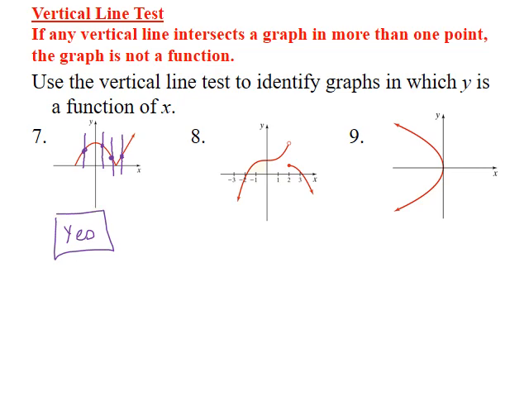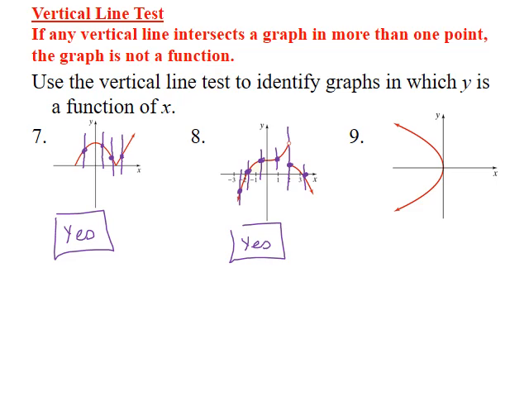Number 8 is very similar. You can drop as many vertical lines as you want to, so I'll drop a few of them here and there. And even the one you're not sure about, if you drop one right here on the open circle and the closed circle, since the first dot is open, technically it does not exist there. So when you go and check all of your lines, all of these vertical lines technically only cross once. So when the question is, is this a function? Yes, this is definitely a function.